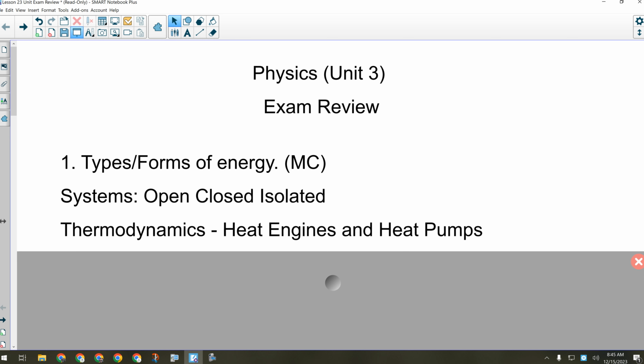And then know about thermodynamics, heat engines, and heat pumps. That was all in lesson 2. Just know how they work, more for multiple choice than anything else.